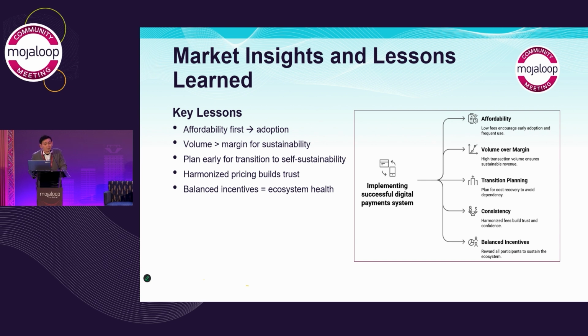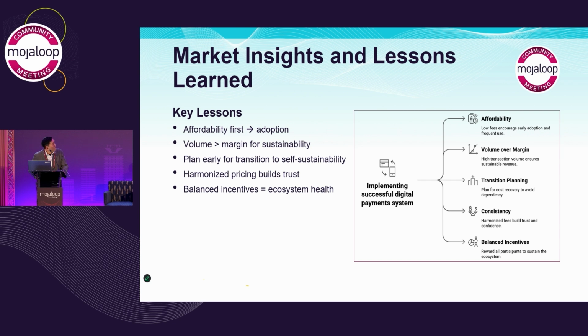The next is consistency. It is the key. A harmonized fee structure across all participants builds the trust and confidence needed for the system to become a part of people's daily life. So, as I mentioned in the previous slide, in one example, the country allowed the FSPs to charge different pricing. Sometimes it is good, sometimes it is not quite good.